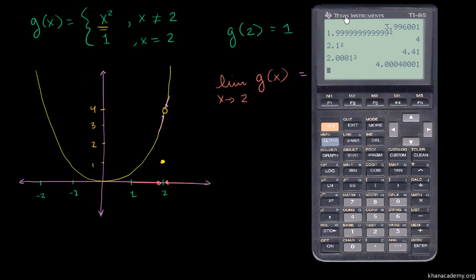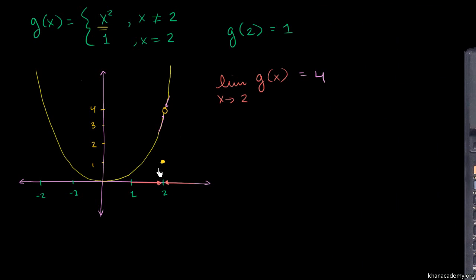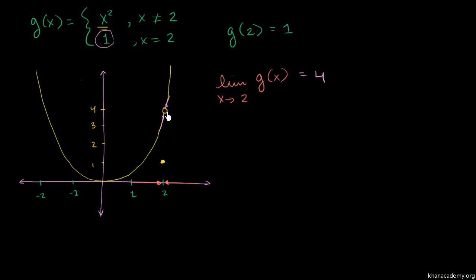So once again, that's a numeric way of saying that the limit as x approaches 2 from either direction of g of x, even though right at 2 the function is equal to 1 because it's discontinuous, the limit as we're approaching 2, we're getting closer and closer and closer to 4.